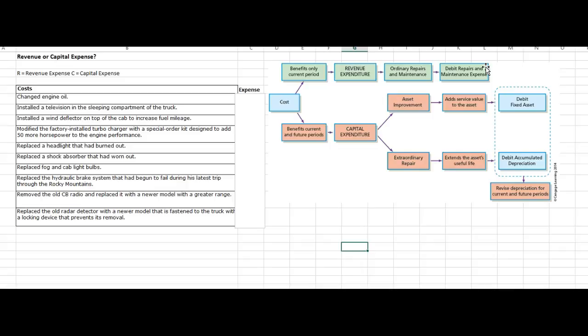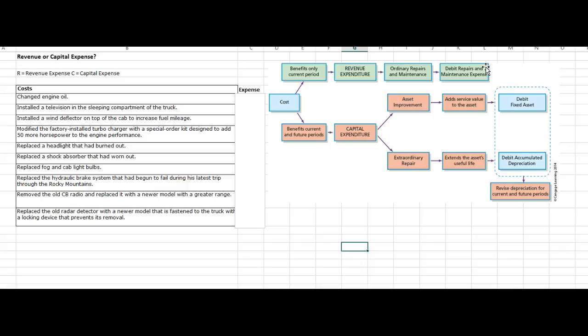On the other hand, if the value that you're adding to the asset will last over a year, that becomes what they call a capital expenditure or a capital cost, and you would add that to the base of that asset. So if it lasts longer than a year, then it would become depreciable. That means you would add it to the value of that asset, such as a car.